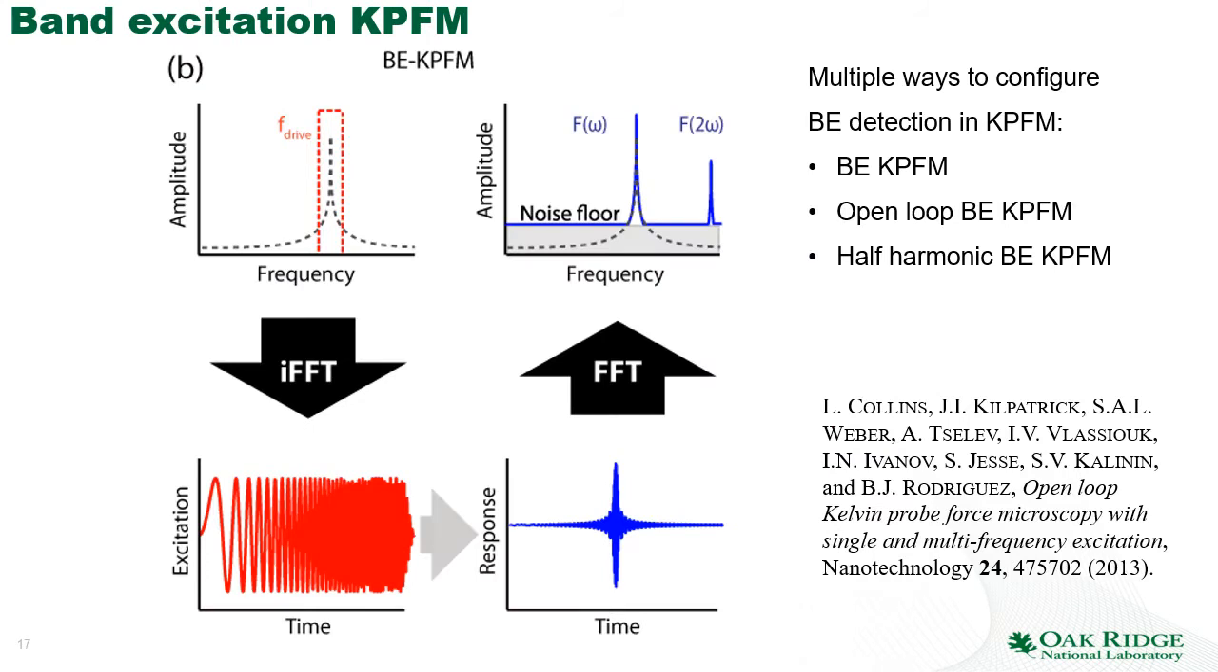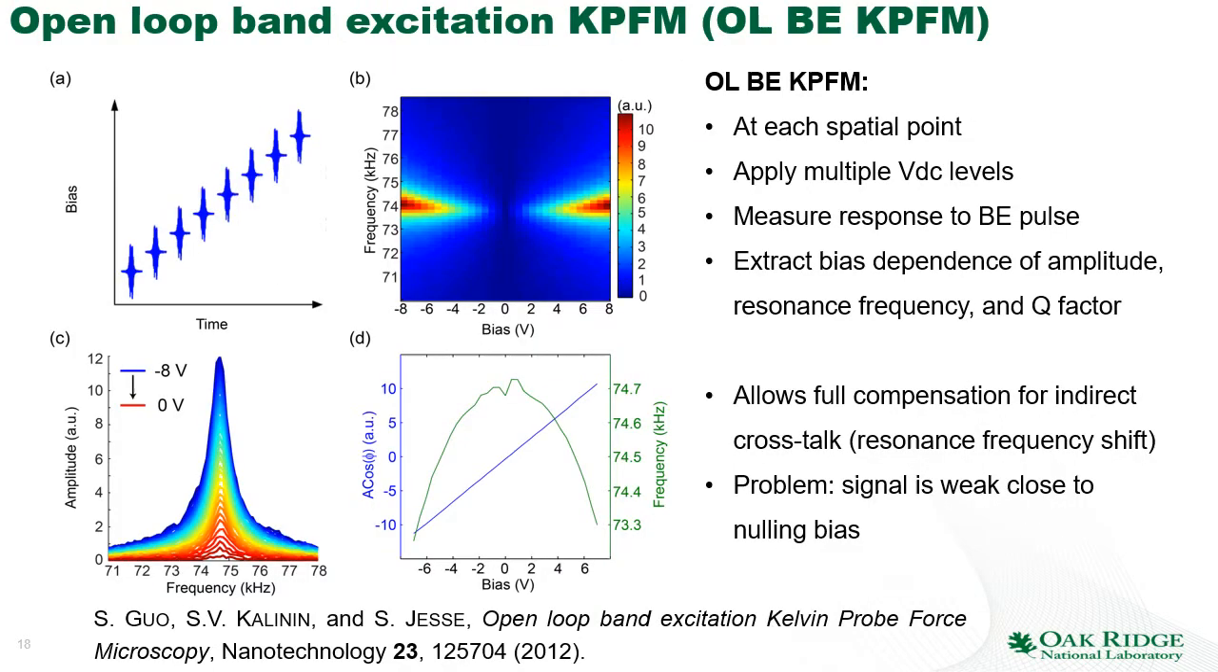the KPFM. And there are multiple ways to configure the band excitation detection of the KPFM. For example, we can have open loop measurements. In the open loop measurements, we use a sweep of the DC signal and measure the response as a function of the DC. We can simply substitute the sinusoidal wave by the band excitation and have the feedback on the band excitation signal. Or we can use the band excitation signal in the half harmonic configuration. And we are going to go through some of these examples in the next slides.